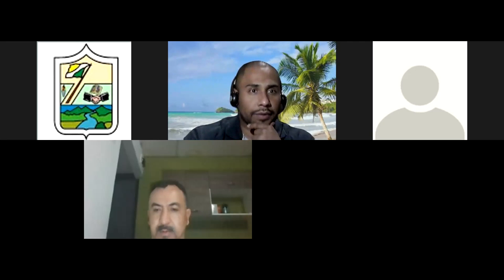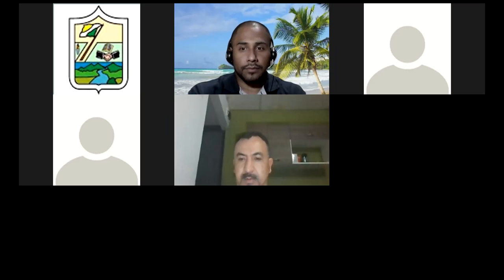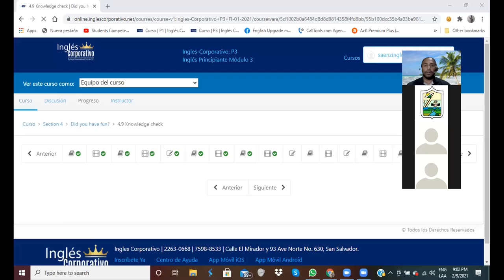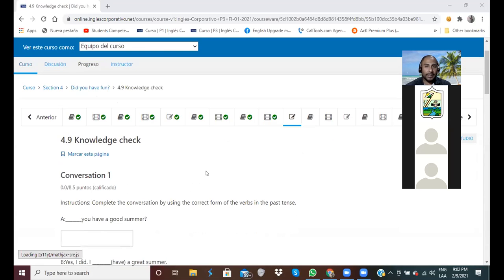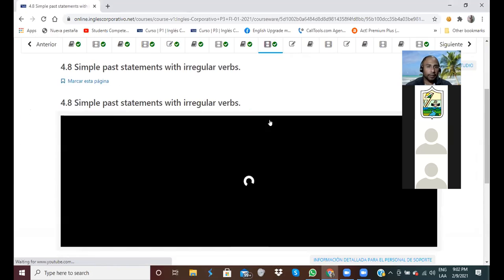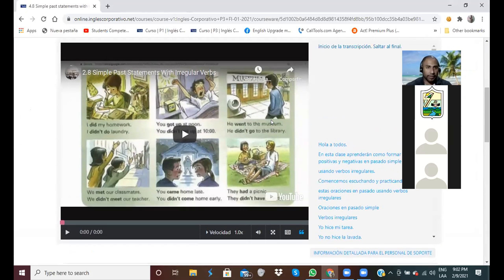Okay. All right, guys. I would like for you to tell me what information do you remember from the previous class? Who can tell me? One volunteer. Okay, so we looked at this activity referring to the simple past for the irregular verbs. We're going to do a review. Ready?